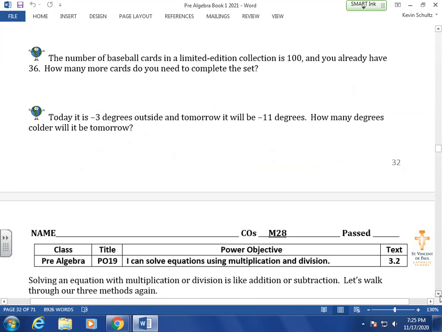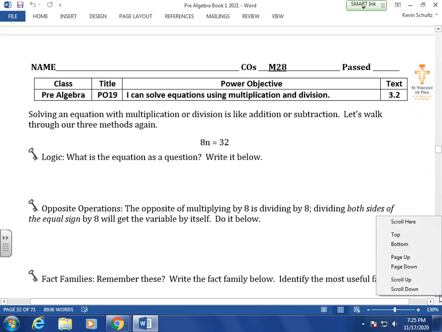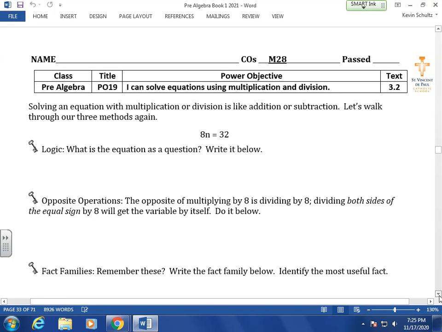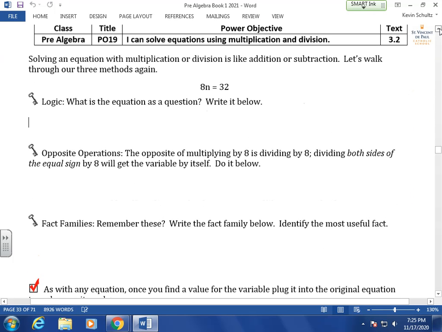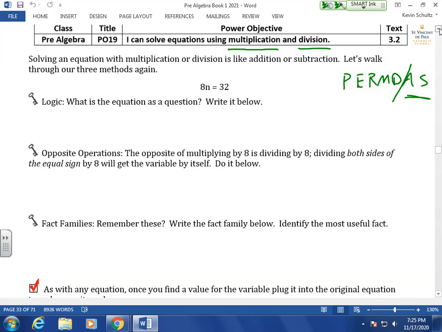So, on to PO19, solving equations with multiplication and division. We are still in our one-step equation realm here, only now the operations that we'll be working with are multiplication and division, rather than just addition and subtraction. And the reason why we're moving up, think of everything goes back to PEMDAS, right? We started with addition and subtraction. Now we're moving up a level. We're talking about multiplication and division, which are opposite operations. There's that phrase again, right?